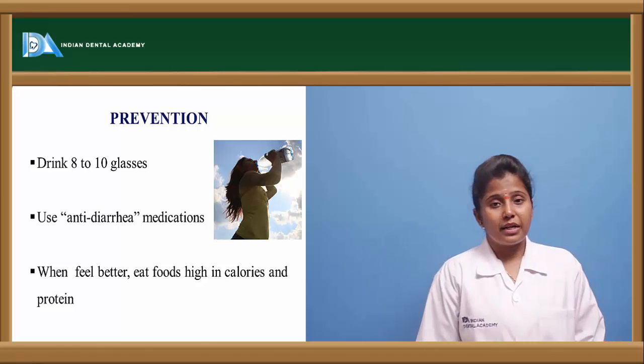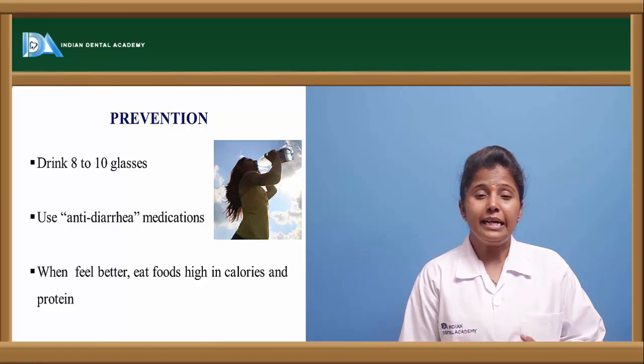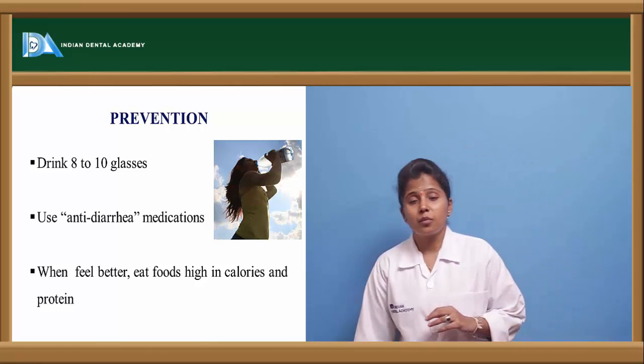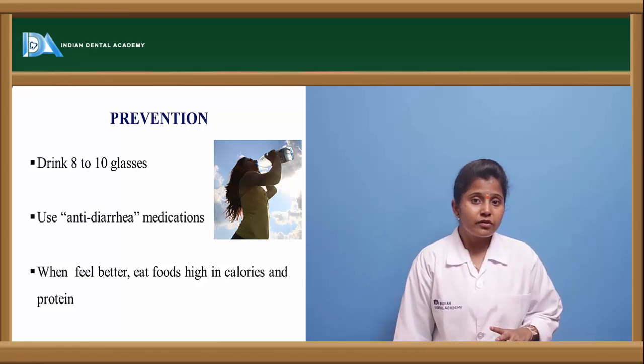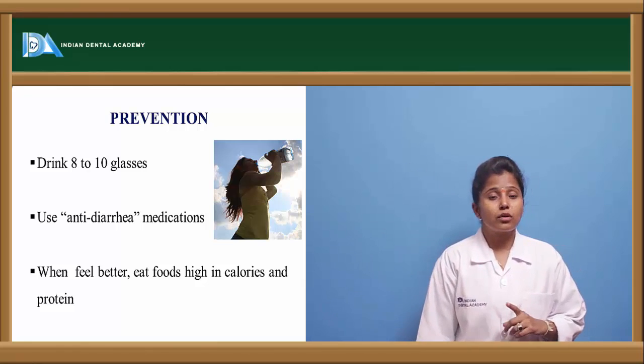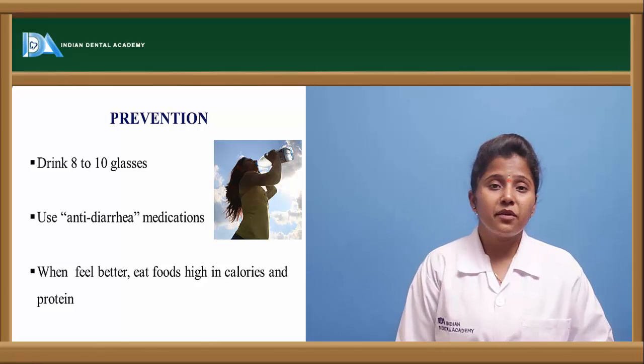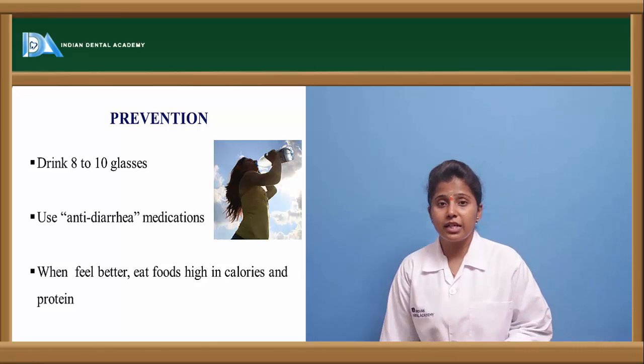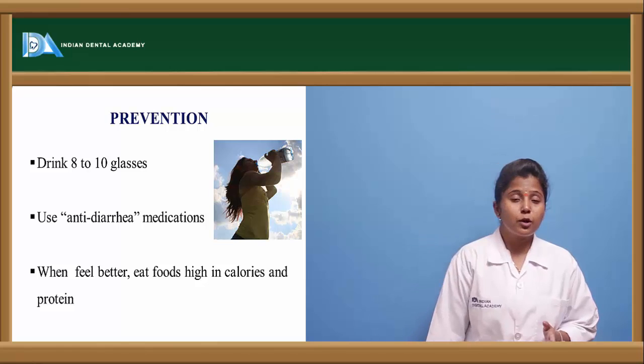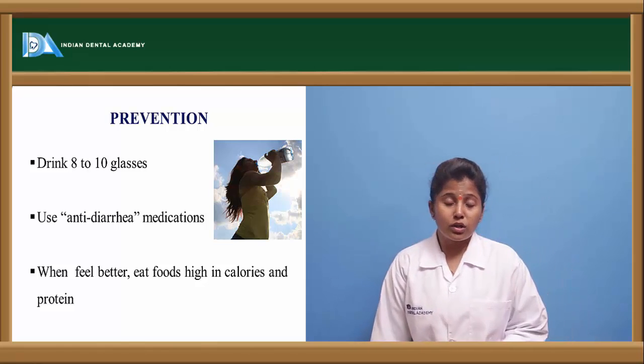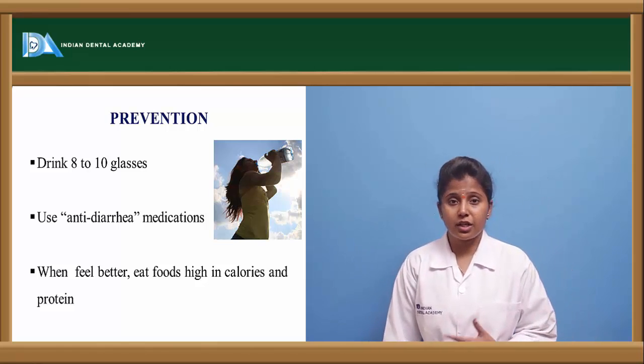How can it be prevented? We have to take at least 8 to 10 glasses. Based on our body weight, for every 20 kg of body weight, 1 liter of water has to be consumed. For example, if a person weighs 60 kg, then the person should consume close to 3 to 4 liters of water in order to prevent the dehydration condition.